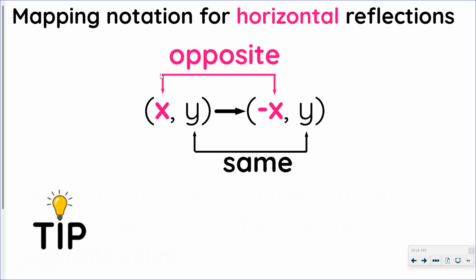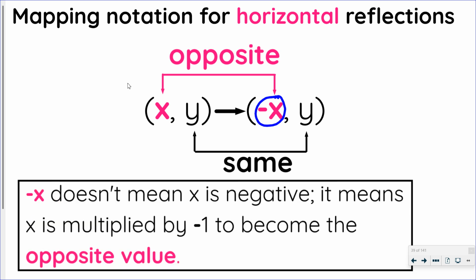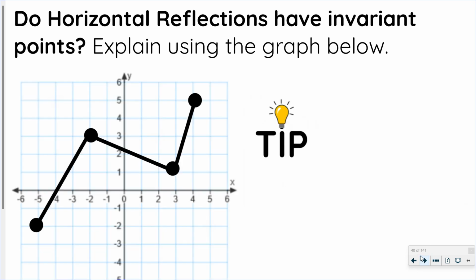Again, this does not mean that in my image point, all of the x coordinates are negative. That negative x really just means that x is multiplied by -1, and that's how we create something with an opposite value. Let's talk invariant points now.